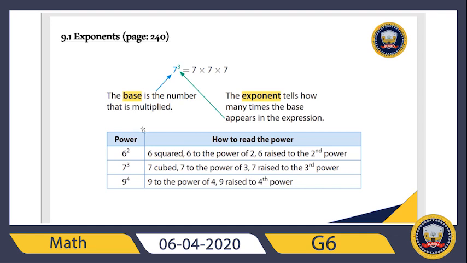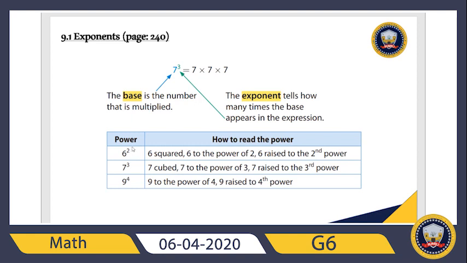So, for example, 6 with a small 2. This one we call power. How to read the power? If it's 6 with a small 2, this means 6 times 6, or 6 multiplied 2 times. We read it 6 squared. We were doing this when we were speaking about surface area and area. We say inch squared, feet squared, centimeter squared. So it is also the same.